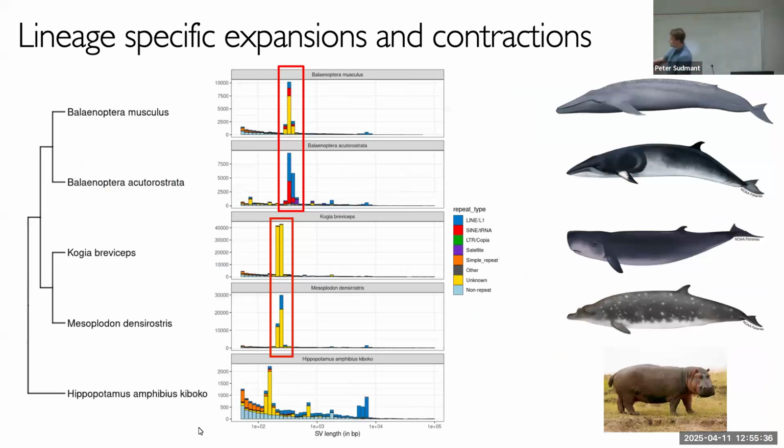Look at the y-axis scale here. This is a hippopotamus. There are like 2,000 of these unknown elements. We'll figure out what they are eventually. And then in this Mesoplodon, or whatever it is, there are 30,000. So you can't even see this axis here. It just exploded, and then eventually got silenced in these subclades here. But in these weird whale species, there's been an insane explosion of these mobile elements.